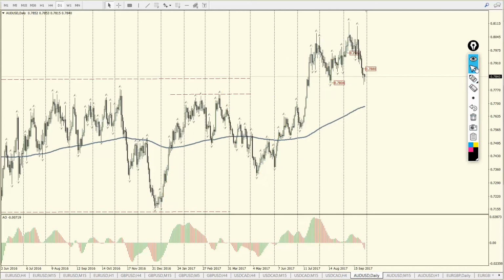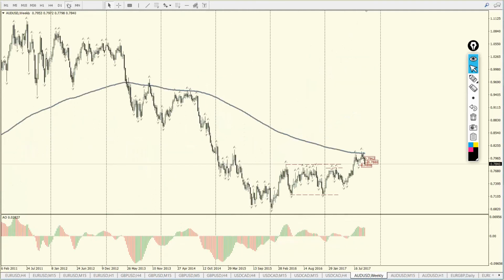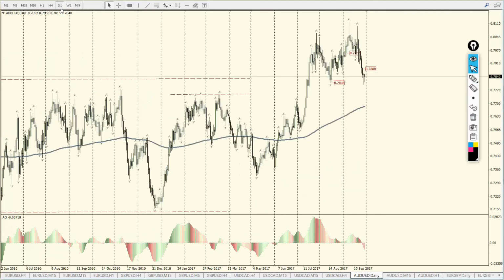I'll just go to a weekly time frame. Here you can see the weekly FZR, here you can see the daily FZR. Both of them have the same reference point, same pivot, and that pivot is broken. That says to me that this pair is back to a flat phase of D1. So this impulse down is not finished yet.